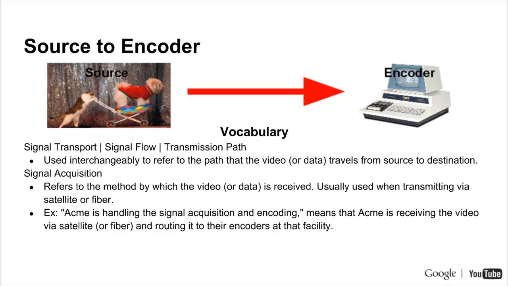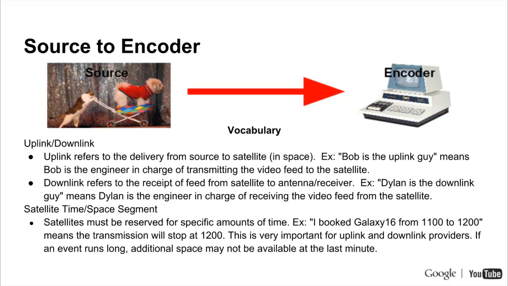Signal acquisition refers to the method by which the video is received. It's usually a term used when you're using fiber or satellite. So for example, you may hear the phrase, Acme is handling the signal acquisition and encoding. In that example, that means that Acme is receiving the video feed by satellite and then routing it to their encoders at that facility. So a couple of other phrases that you'll hear are uplink and downlink. Uplink and downlink are pretty obvious. They refer to the transmission up to a satellite or down from a satellite up in space.